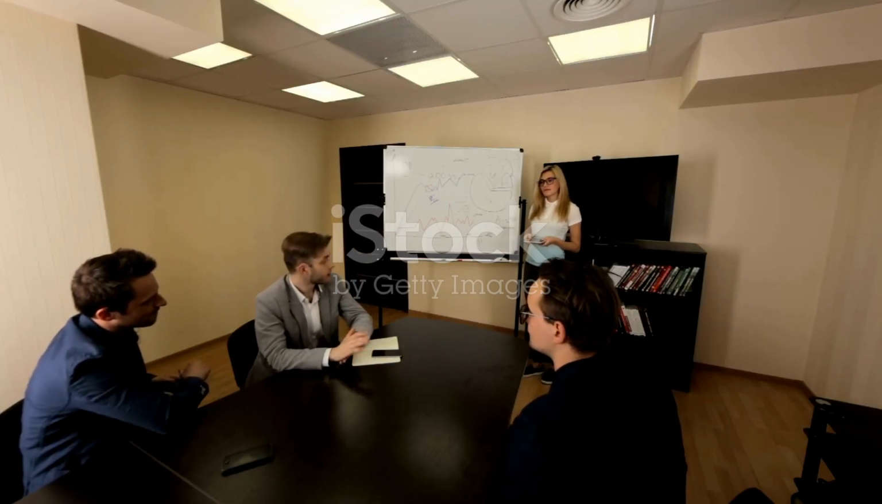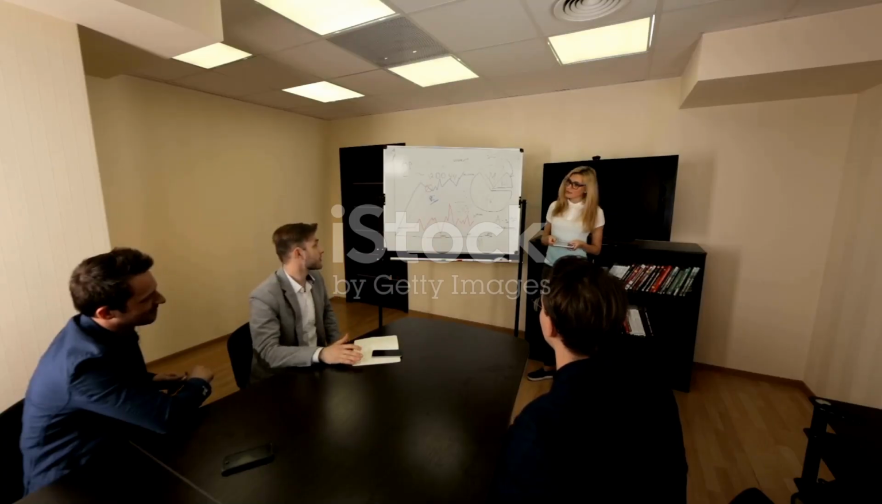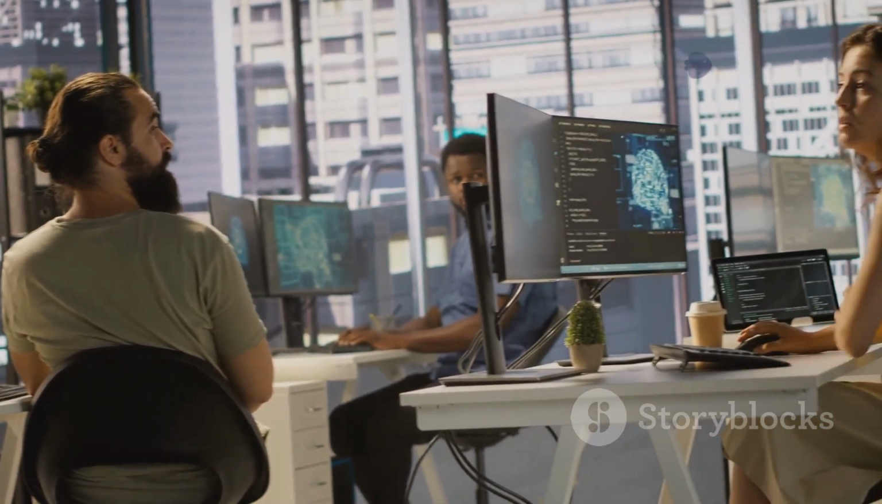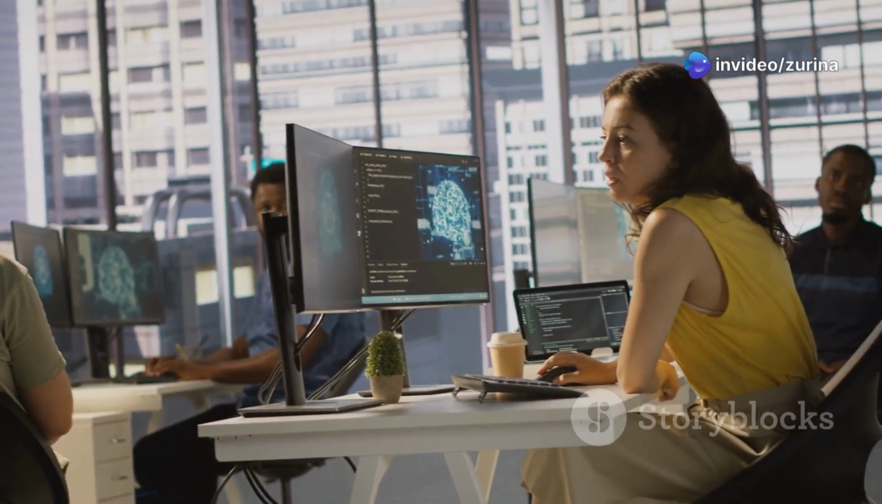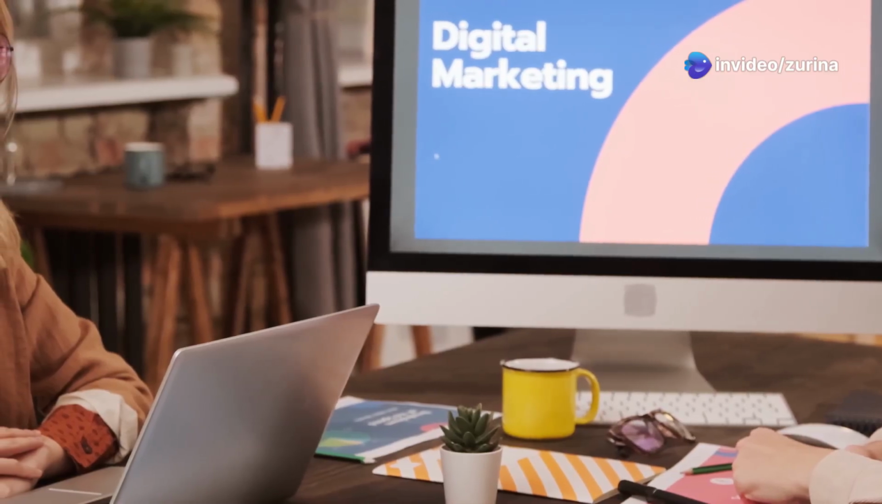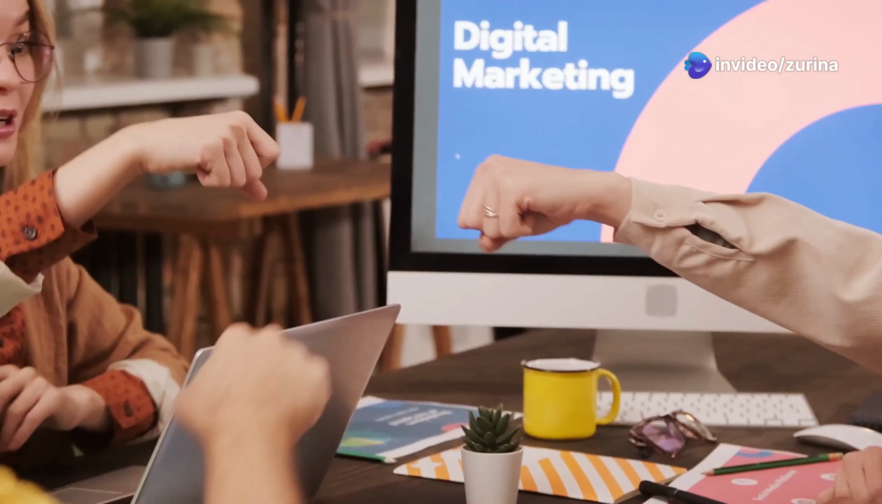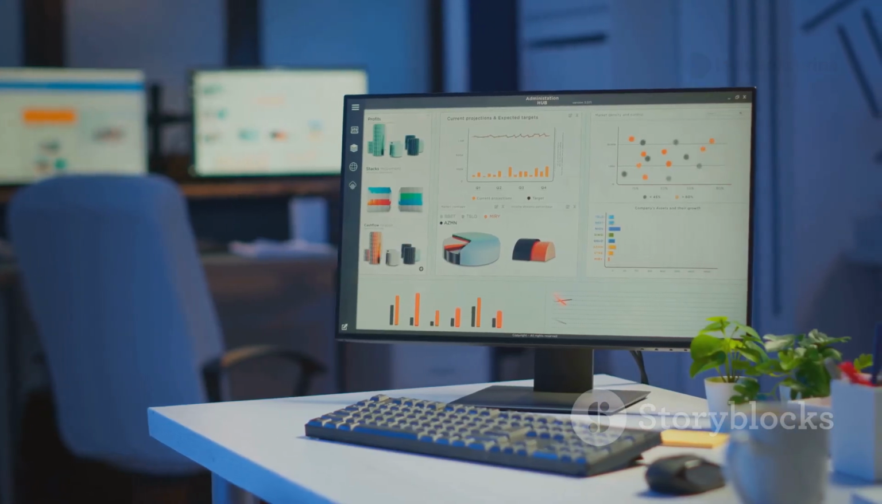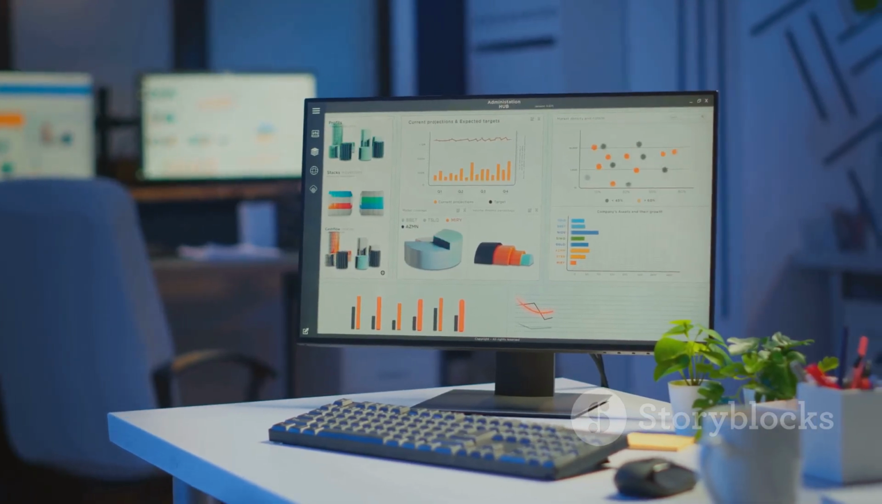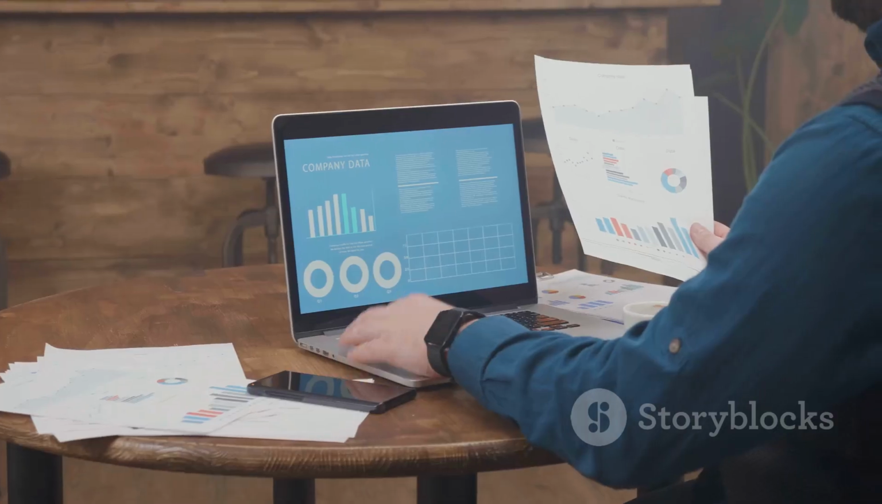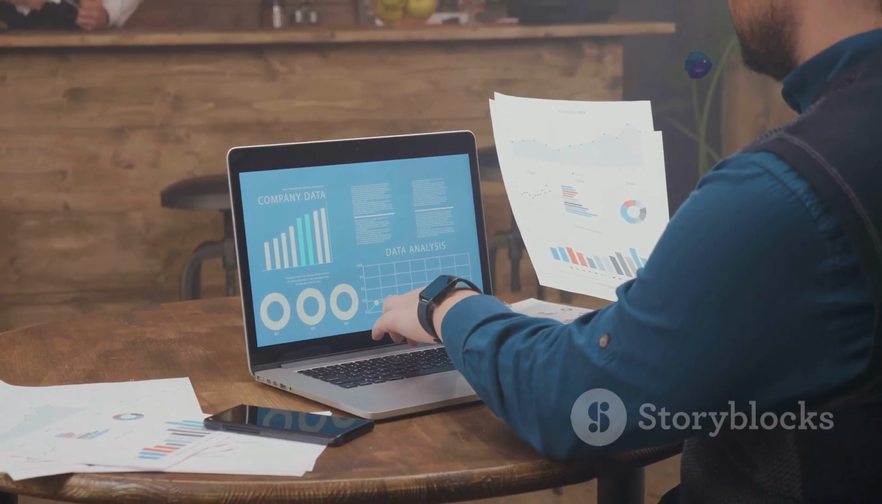Let's look at a real-world example of competitive benchmarking. Imagine you're a software company specializing in project management tools. You identify a competitor with a strong online presence and loyal customers. You benchmark key metrics like website traffic, conversion rates, and social media engagement. Using analytics tools, you compare your data to theirs.